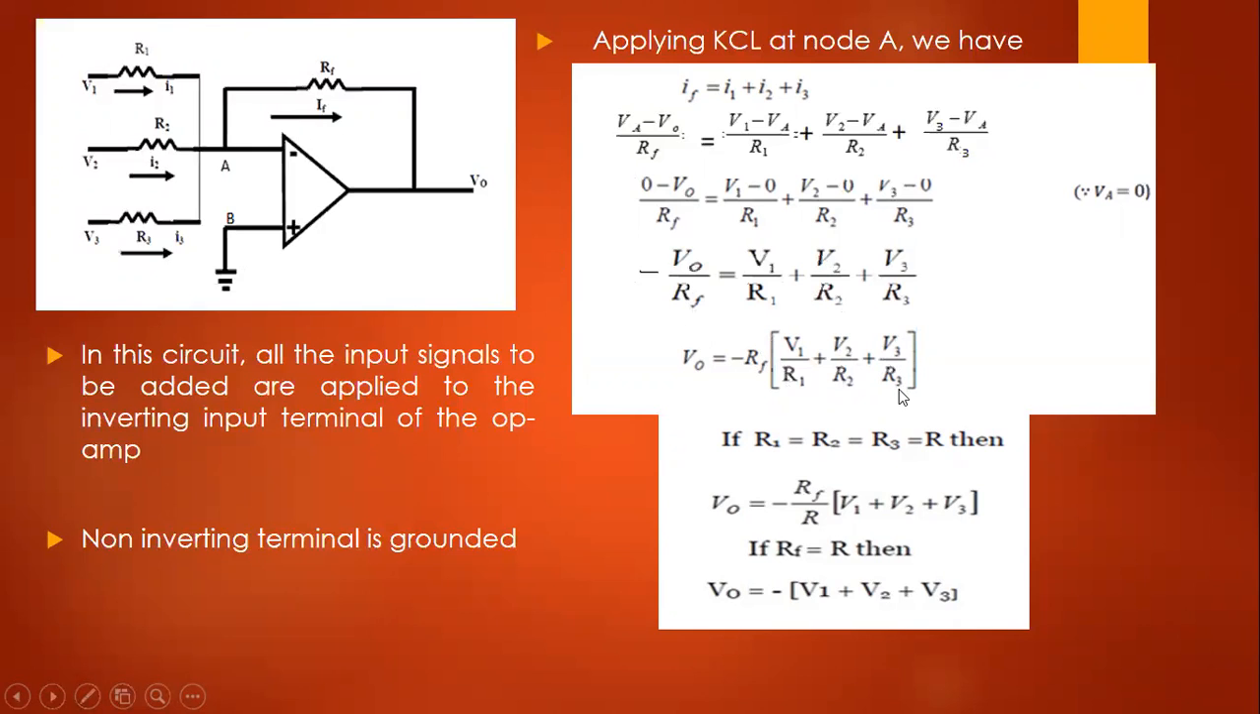Now if R1 is equal to R2 is equal to R3 is equal to R, then output voltage V0 is equal to minus RF by R into V1 plus V2 plus V3. So now if RF is equal to R, then the output voltage V0 is equal to minus of V1 plus V2 plus V3. Due to the negative sign of the sum at the output, it is called inverting summing amplifier.